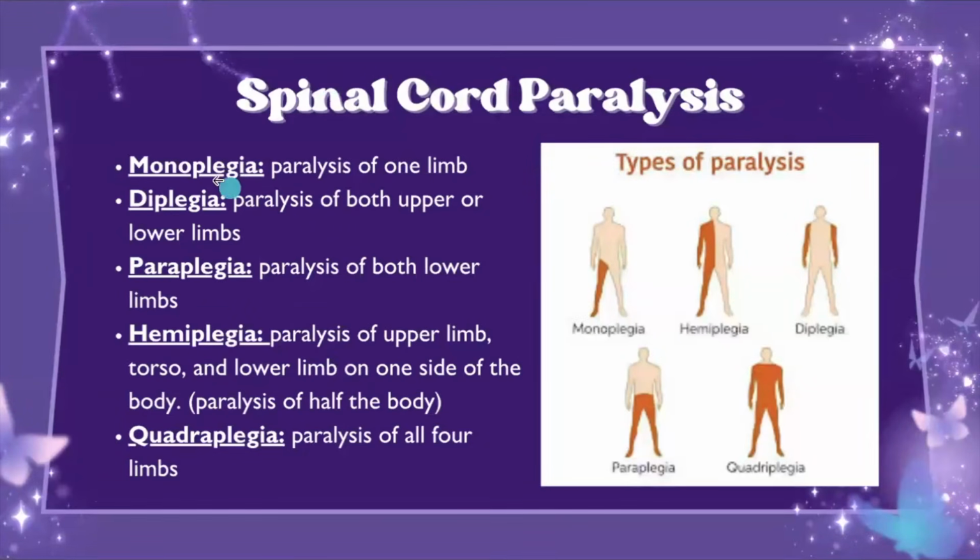Okay, so depending on the location and the extent of the injury, there can be different forms of paralysis that can occur. Monoplegia is basically paralysis of one limb. Diplegia is when there's paralysis of both upper limbs or both lower limbs. Paraplegia is when there's paralysis of both lower limbs. Hemiplegia is when there is paralysis in half of the body, not including the head. Specifically, we're talking about the torso, the upper limb, and the lower limb. Quadriplegia is basically just paralysis of all four limbs.